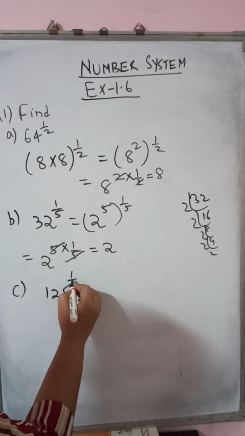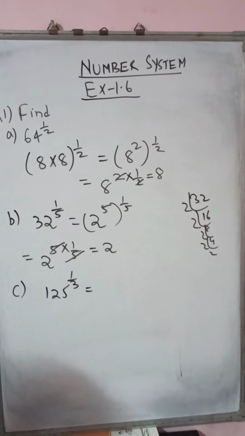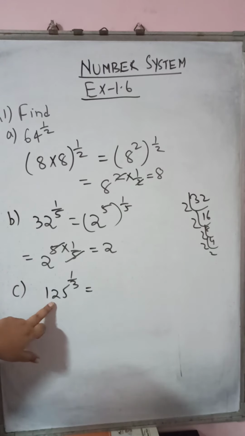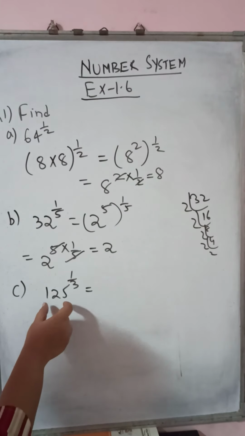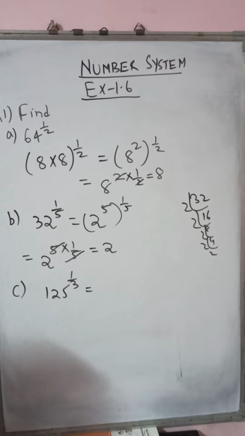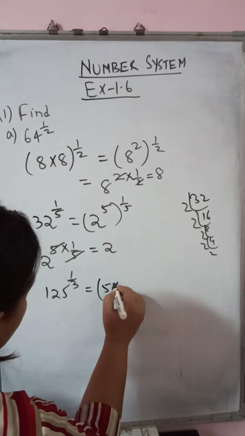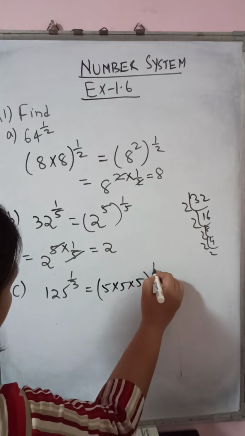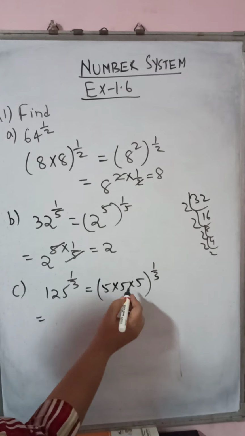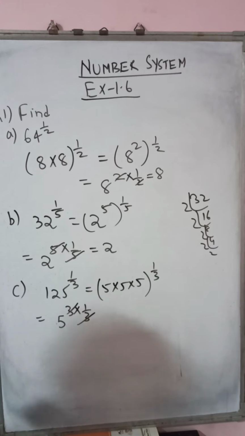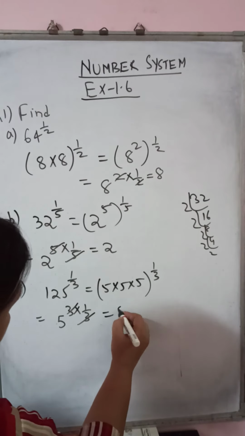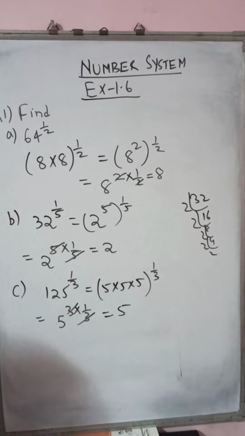Now C part, 125 raised to power 1 by 3. Again, you have to write 125 in exponential form and the power of that number should be 3. So 125 can be written as 5 into 5 into 5 raised to 1 by 3. So 5 into 5 into 5 means 5 cube into 1 by 3. So this 3 can get cancelled and 5 is the answer. So this is question number 1.